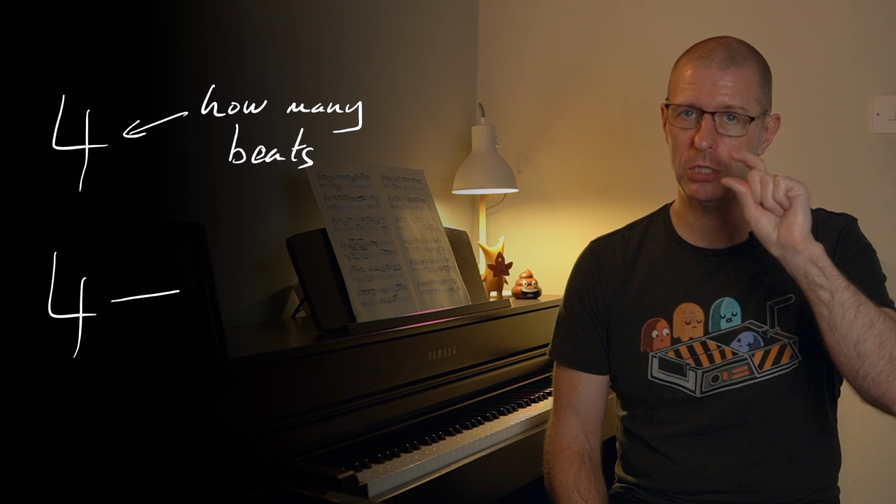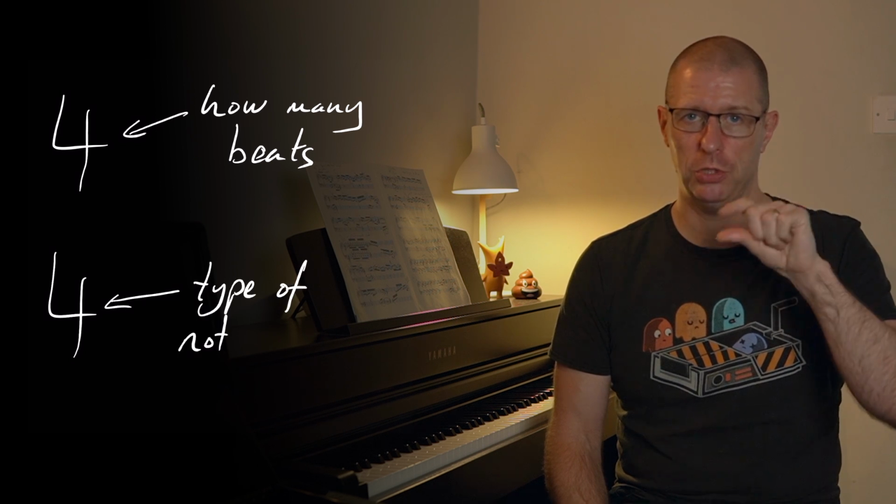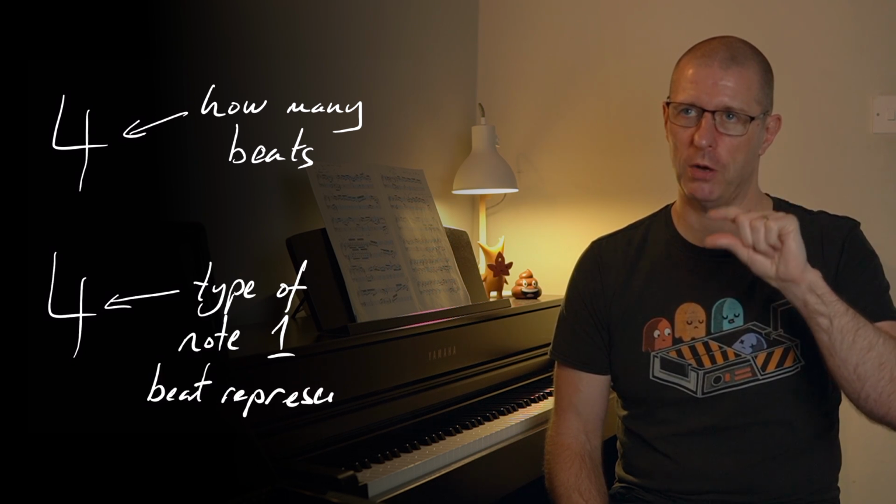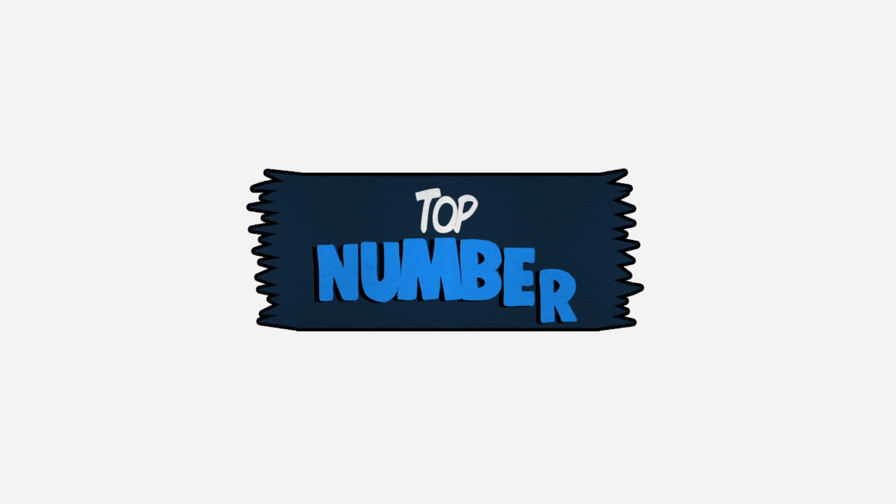The basic breakdown is the two numbers. As I said, it's like a fraction, if you like. So if you've got 4/4, you've got two numbers. The top number tells you how many beats are in the bar, and the bottom number tells you what type of value there is for each beat.